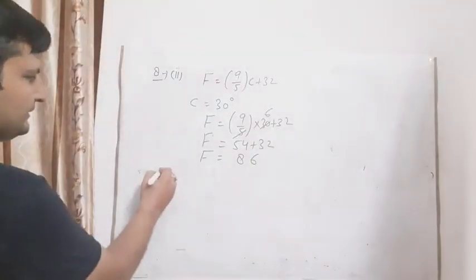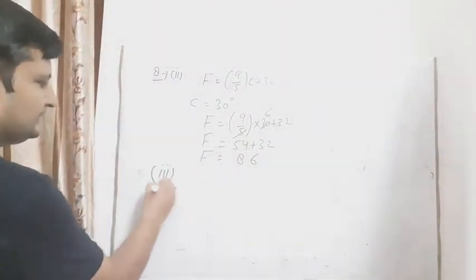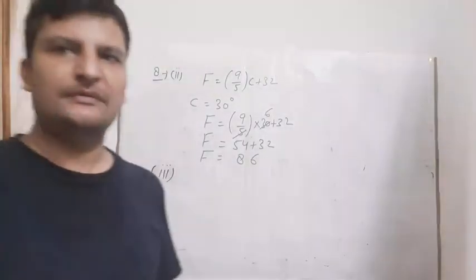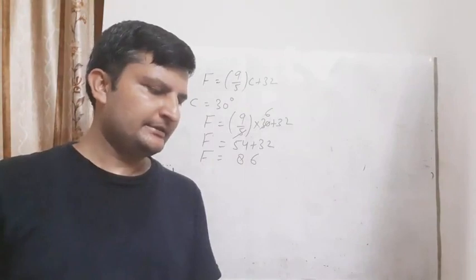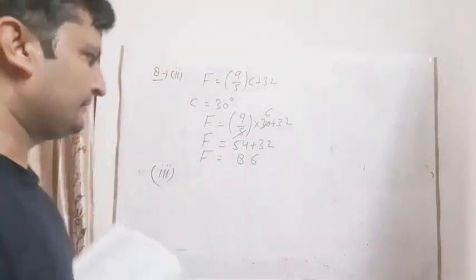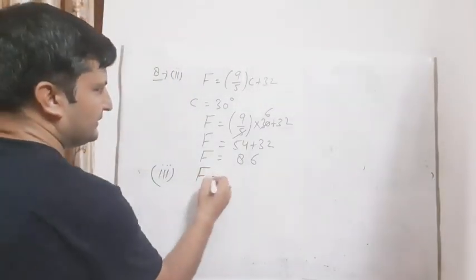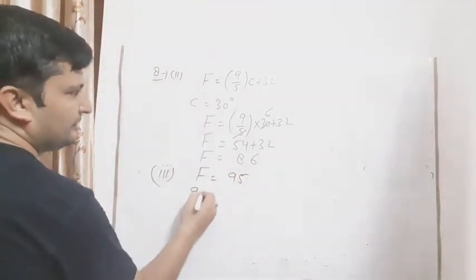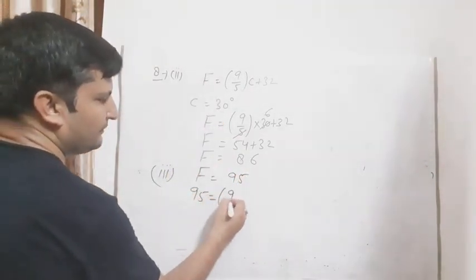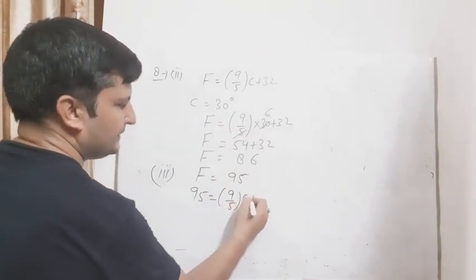Now third part, these are very easy questions. Now we have to put the values only and solve it. Second part, if the temperature is 95 degrees Fahrenheit, it means the value of F is given as 95. Now put the value 95 here: 95 = 9/5 C + 32.